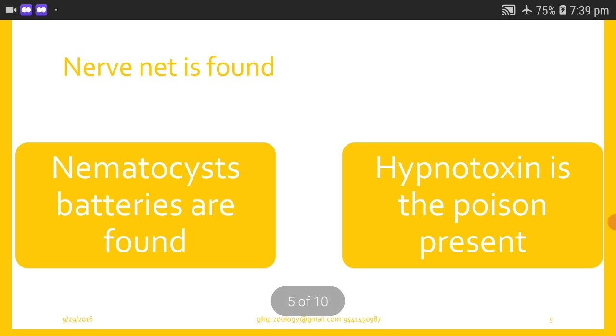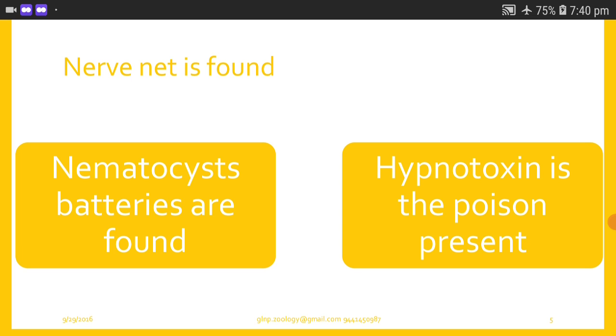And a nerve net is found. This is a very important bit for NEET. In the entire animal kingdom, for the first time, the nervous system has made its appearance in the coelenterates. That too, it is in the form of a nerve net. The nervous system in Hydra is called diffuse nervous system.